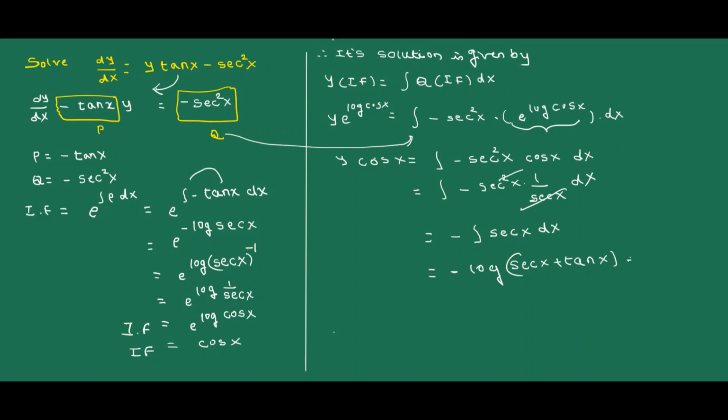Plus integrating constant c, and on the left hand side we have y into cos x. So please remember, in this case integrating factor we can also write as only cos x, because e raised to log cos x means e raised to log gets cancelled, we are left with only cos x, and this is the required solution.